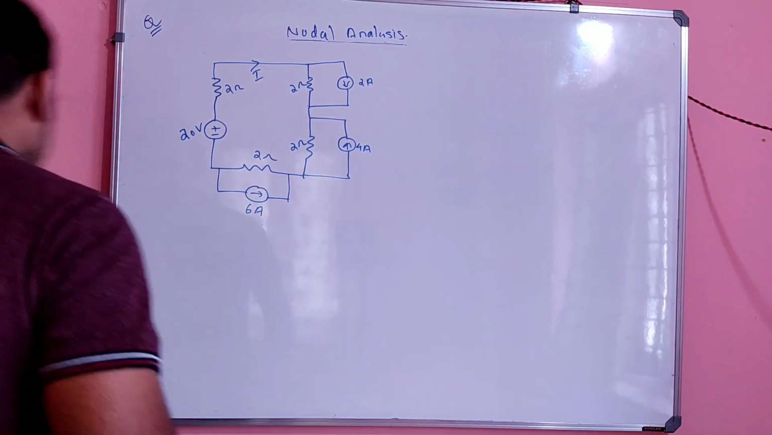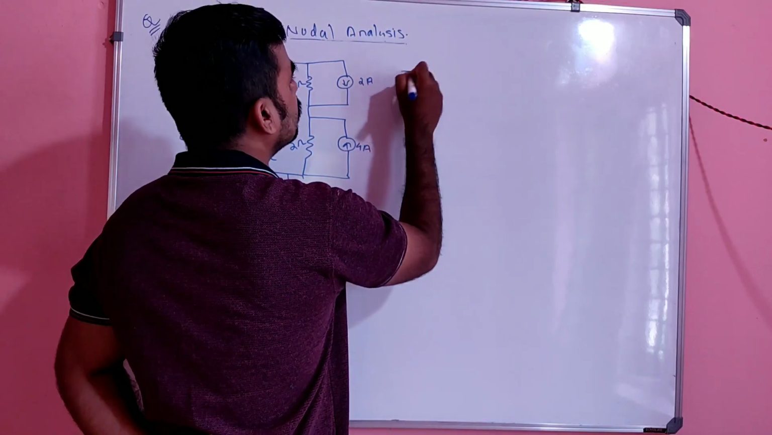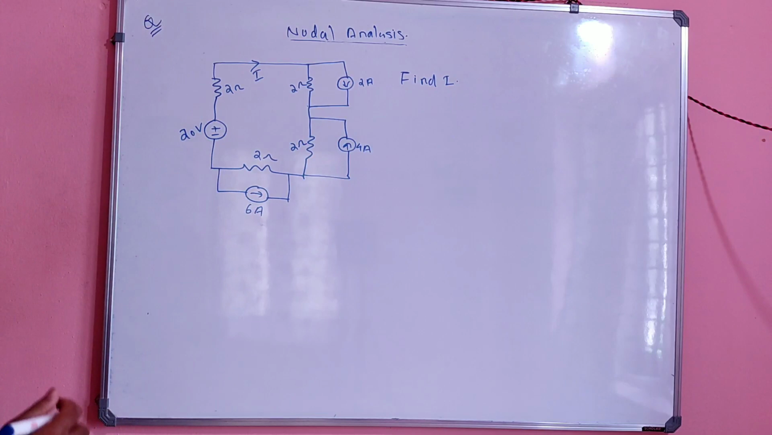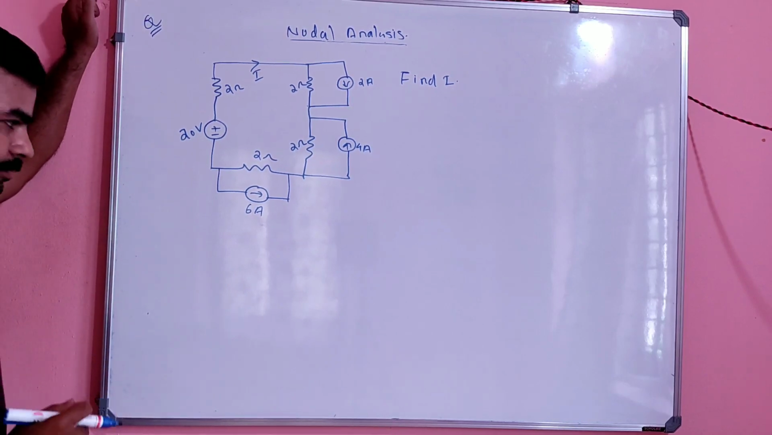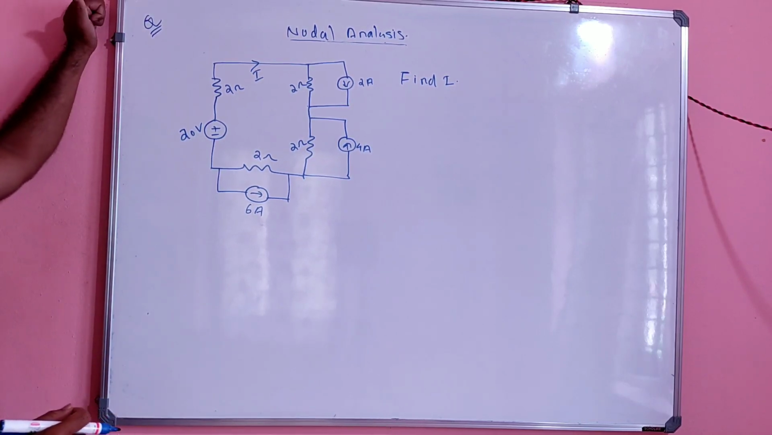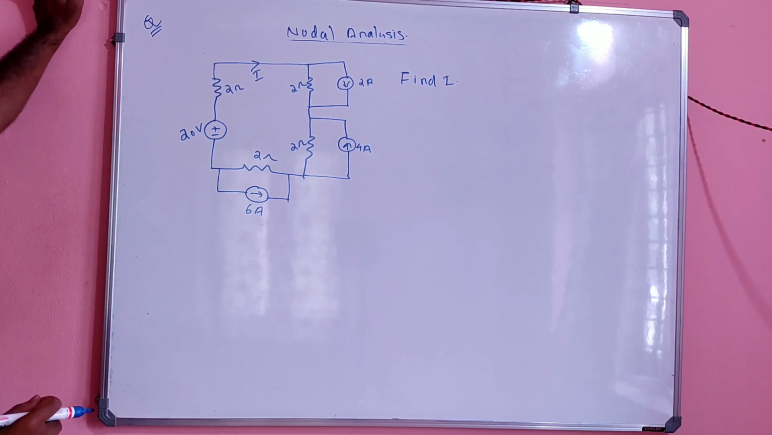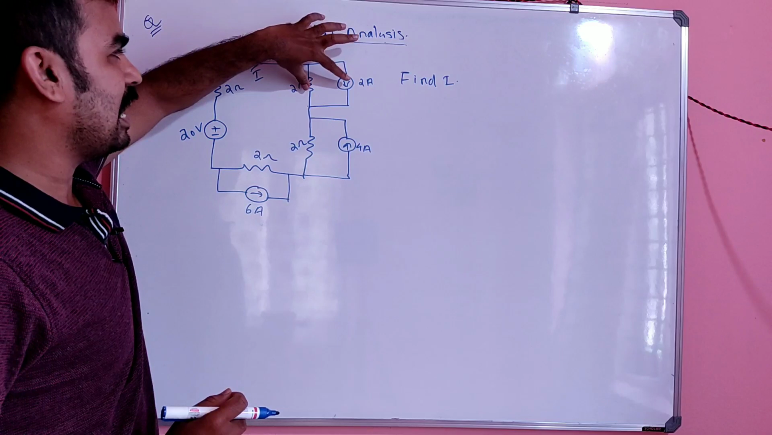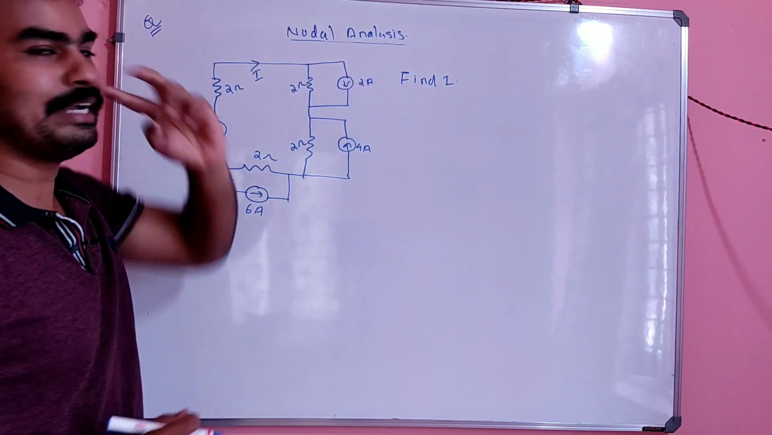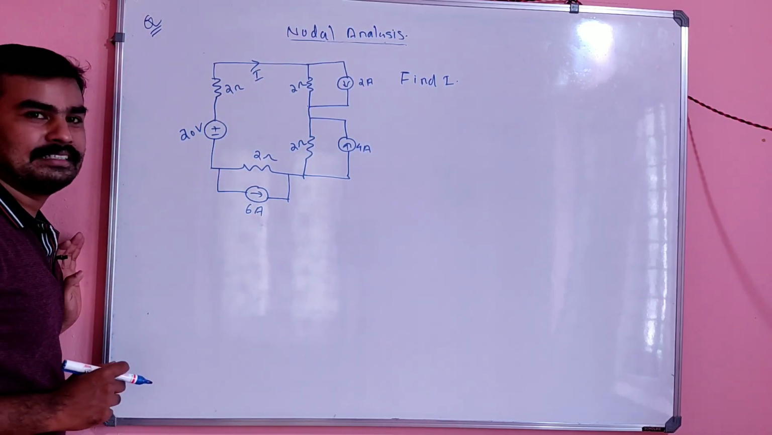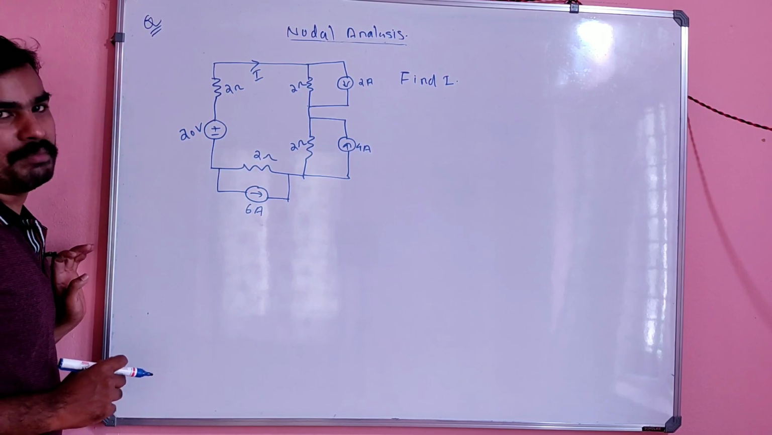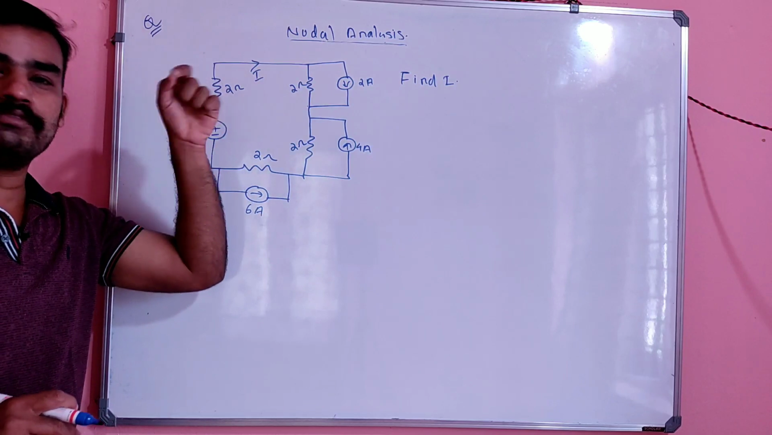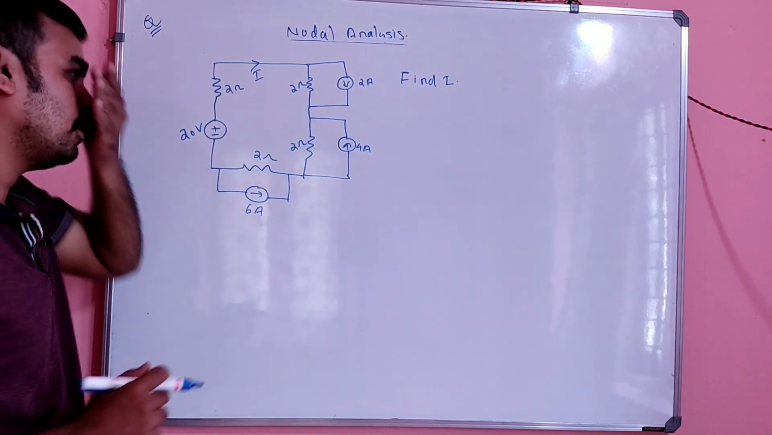Find I. So this is the question. How can we find the value of I? Again, there is a parallel connection of R and I. Again R and I. So you can easily apply source transformation here. That is, you have to convert this current source into an equivalent voltage source in series with a resistor.